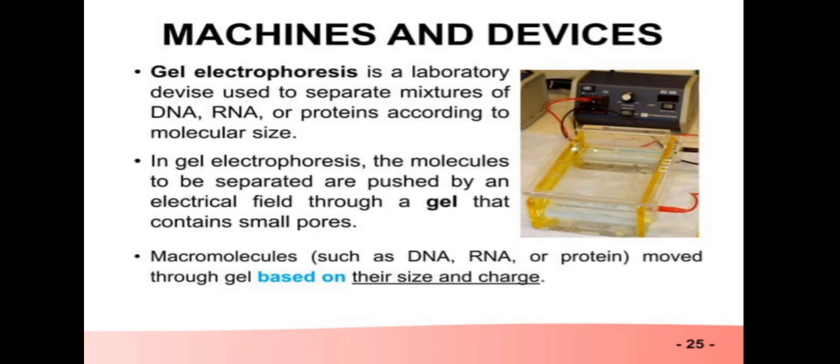Next is the gel electrophoresis device, used to separate mixtures of DNA, RNA or protein. In gel electrophoresis, the molecules to be separated are pushed by an electric field through a gel containing small pores, and macromolecules such as DNA, RNA and protein can be obtained according to their size.